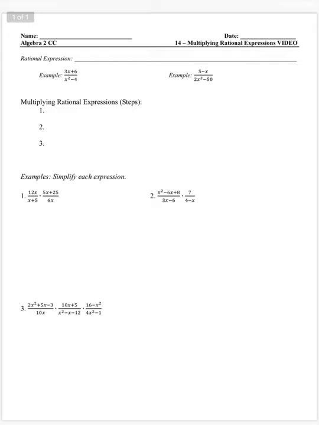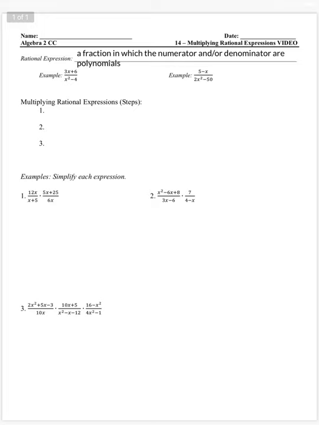A rational expression, the definition of that is just a fraction in which the numerator and denominator, well, it doesn't have to be both. So numerator and/or denominator are polynomials. A fraction in which the numerator and/or denominator are polynomials, also known as an algebraic fraction.